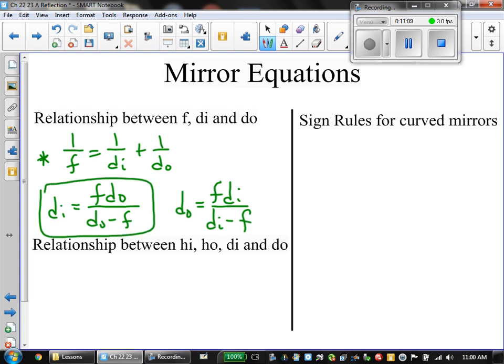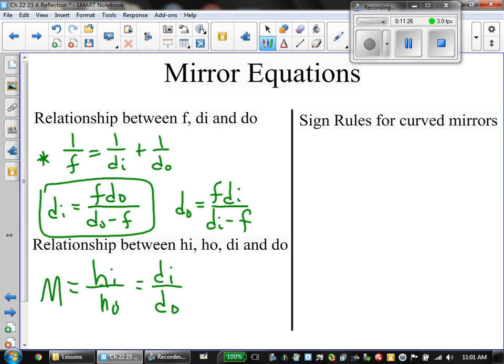The other equation I just mentioned is h_i over h_o equals d_i over d_o. If you take the absolute value, it's also called magnification. If I take a look at how big the image is compared to the object, we call this magnification, and we usually express it as an absolute value.